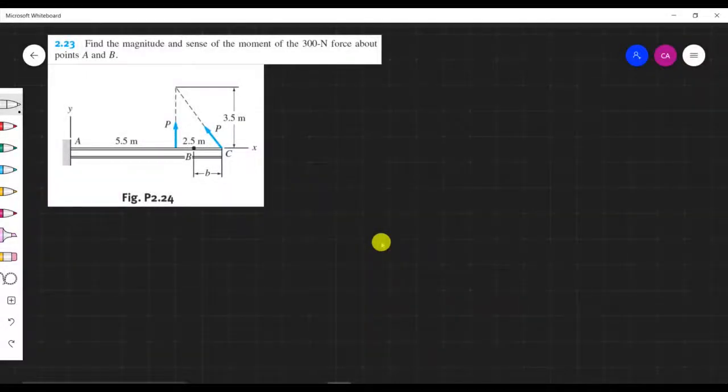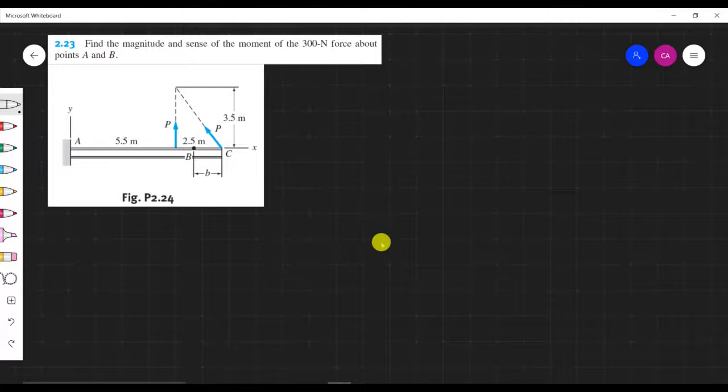We have a problem 2.23. Find the magnitude and sense of the moment. Ibig sabihin ng sense of the moment, anong direction ng moment. So ibig sabihin nun, pinakamabilis na solution is yung vector approach. Pero try natin yung vector at saka yung component approach, no?